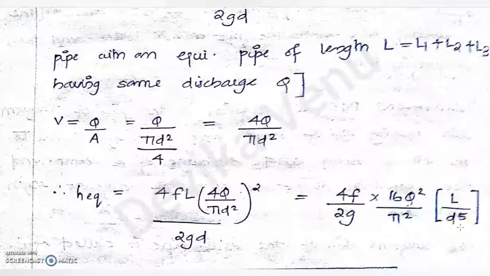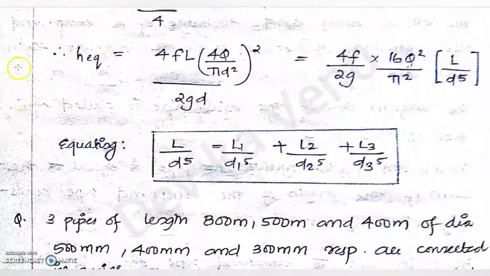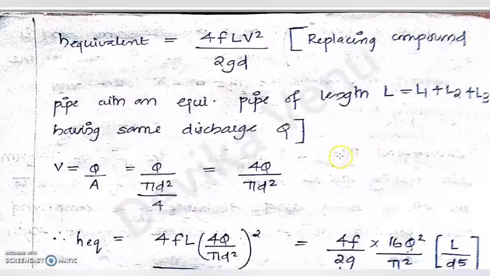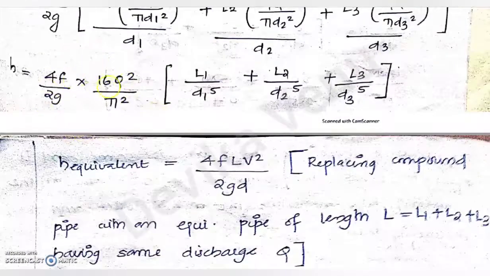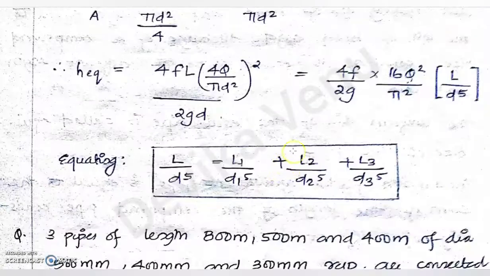So to find out the size of an equivalent pipe, what is the next condition? You have to equate H equivalent and the head loss of that particular compound pipe. So equating, we will get the equation like this. This is a common term. So this one and this one are the same, so it will cancel. You can strike off those two common terms. So finally the equation will become like this, isn't it?